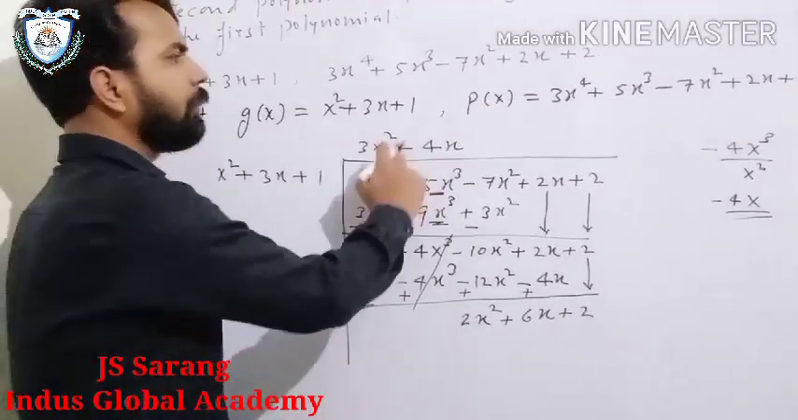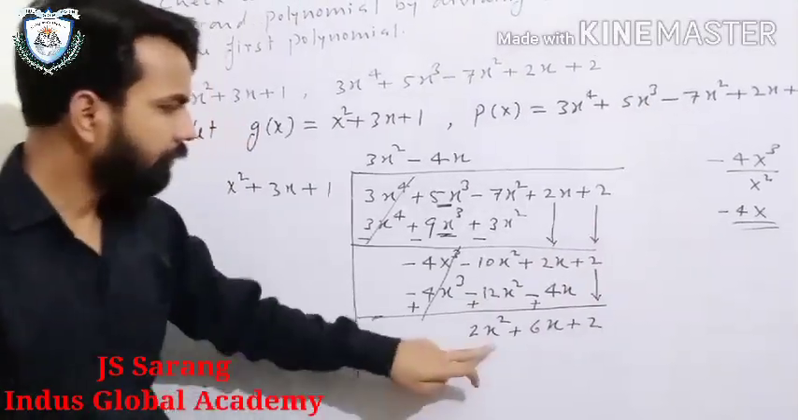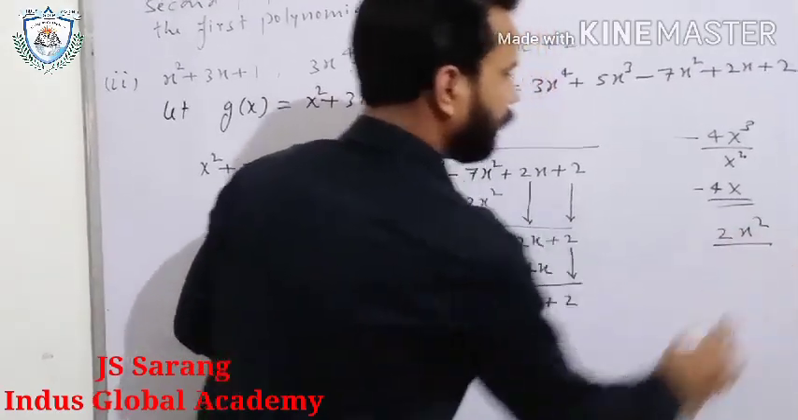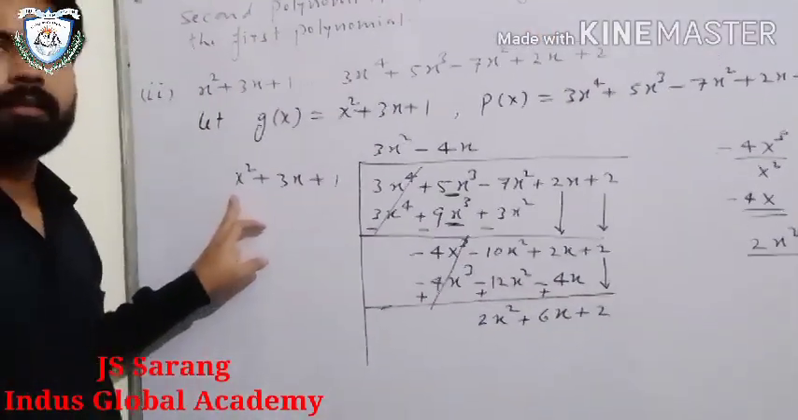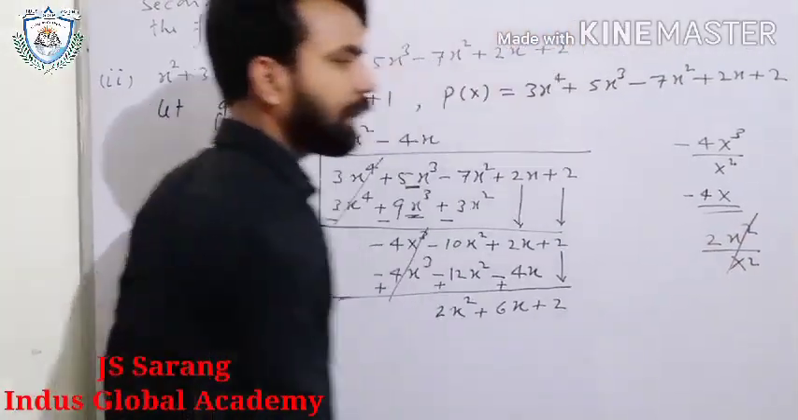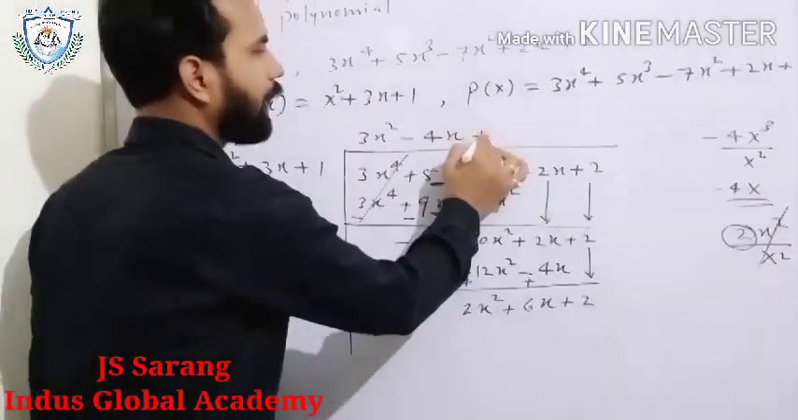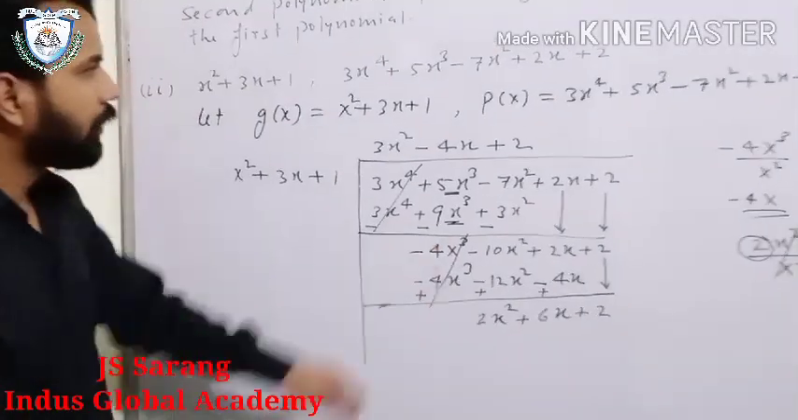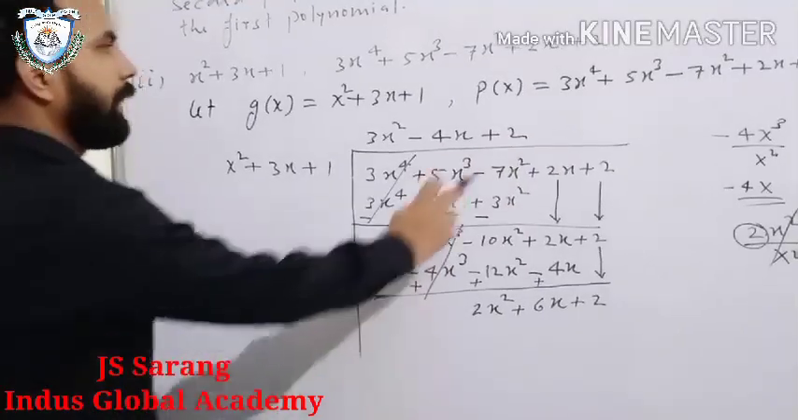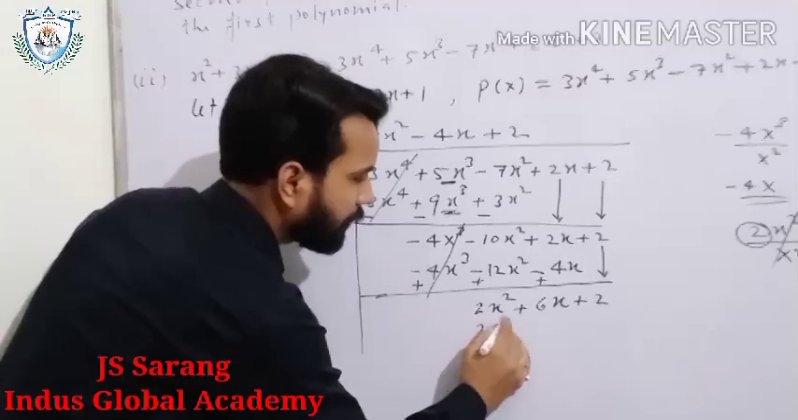Okay. So what will be the next term of the quotient? We will use the same process. What is the first term here? That is 2x square. It will be divided by the first term of this divisor. So it is x square. So x square and x square both are cancelled. So what is left? Positive 2. So we will have to put here plus 2. Now we will multiply this whole polynomial by plus 2. So see, plus 2 is multiplied by x square. So we will get 2x square.